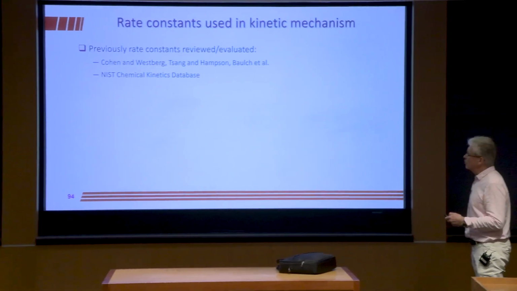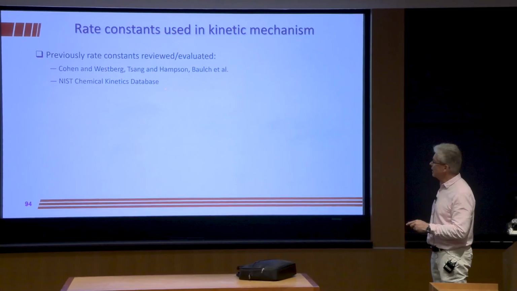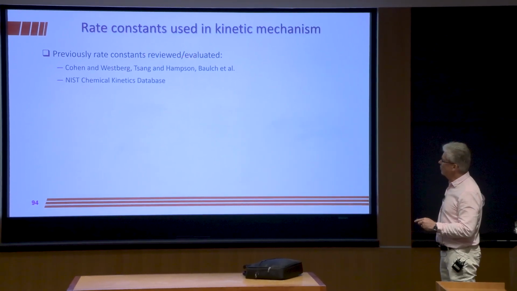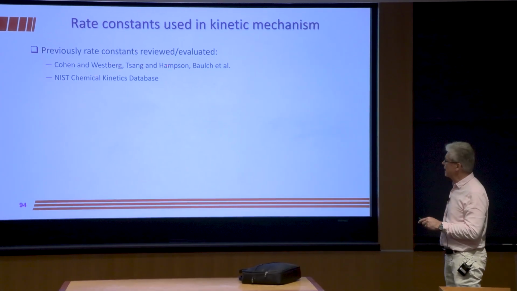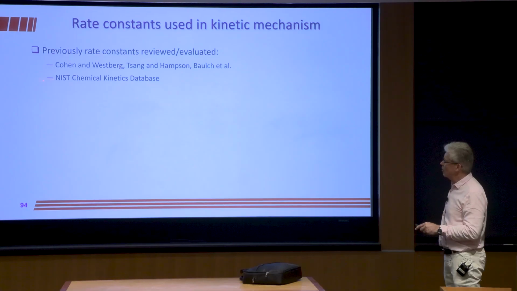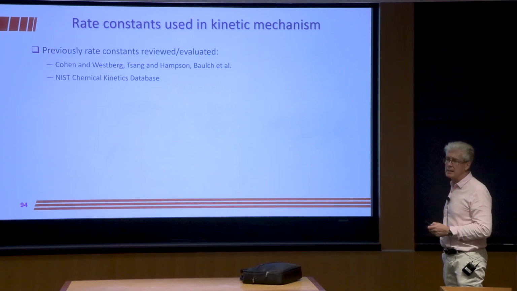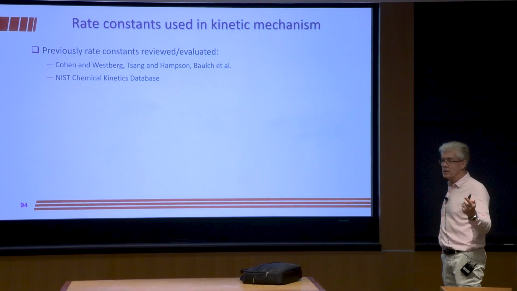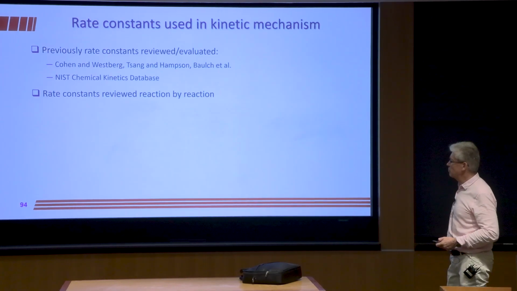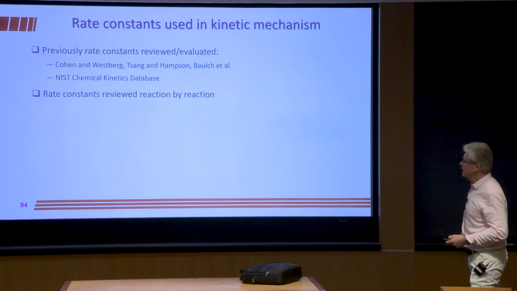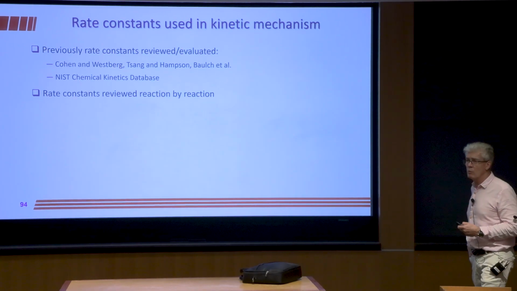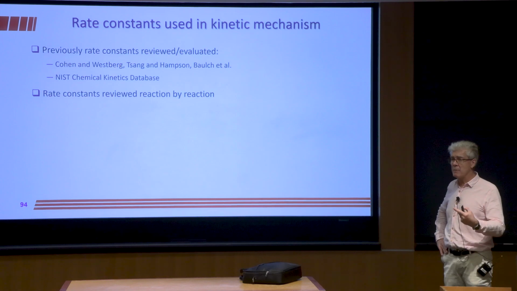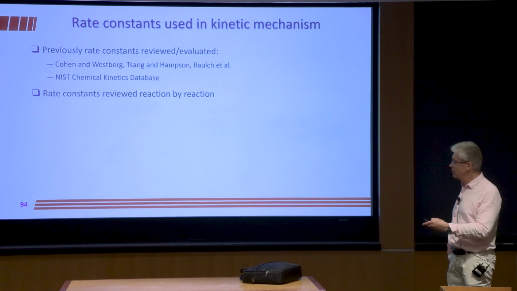Okay, so where do we get the rate constants then that we use in the mechanisms? Okay, previously there were reviews published by Cohen and Westbrook, Zhang and Hampson, Baulch et al. And also then we have the NIST Chemical Kinetics Database. I already have shared with you links on previous slides to that database. But in these reviews, rate constants were reviewed reaction by reaction.